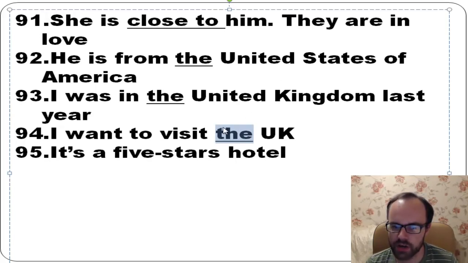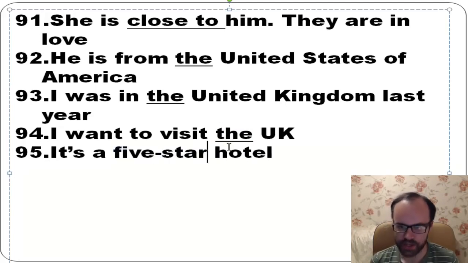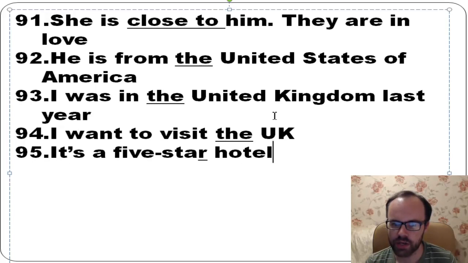It's a 5-star hotel. This hotel has 5 stars, but if it's one word, you say it's a 5-star hotel, without S. So, she's close to him. They are in love. He's from the United States of America. I was in the United Kingdom last year. I want to visit the UK. It's a 5-star hotel. Next.